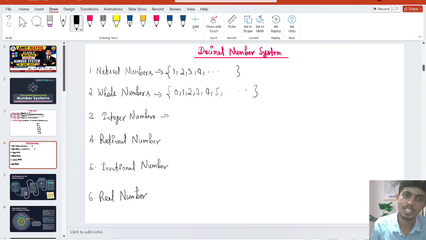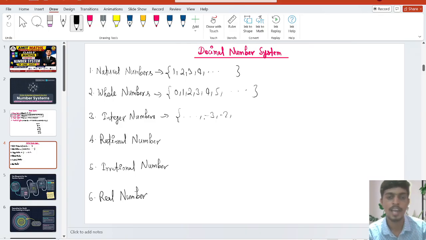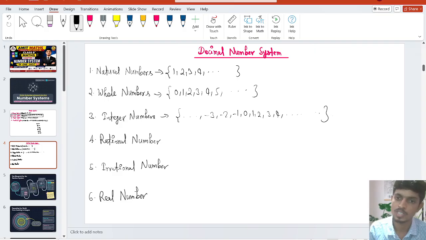What are integers? If we add the whole numbers with the negative natural numbers, it becomes integers. For example, minus 3, minus 2. If we add minus 1 on this side, minus 3 plus minus 1 gives minus 4. Adding minus 1 on the left side, you get the next previous negative integers. Minus 1, then 0, then 1, 2, 3, 4 and so on. Adding 1 you get the next number on the right side, the positive integers. So these are integers.